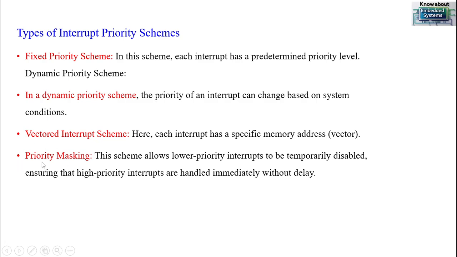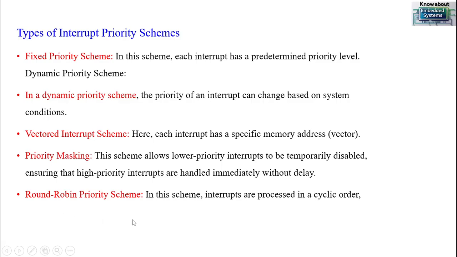Then priority masking. What do you mean by priority masking? Priority masking means you can mask the interrupts which have less priority. The interrupts which have a lower priority, you can mask them. This scheme allows lower priority interrupts to be temporarily disabled or temporarily masked. It is going to handle only higher priority interrupts. That is called priority masking.